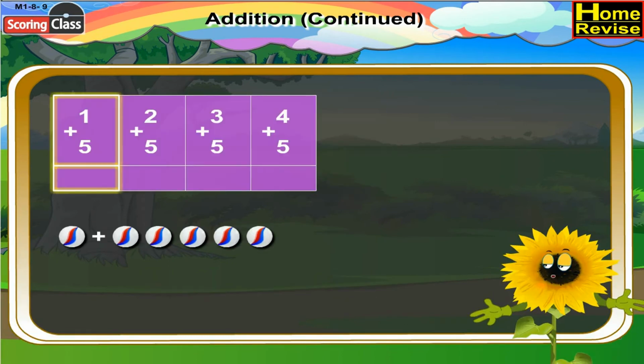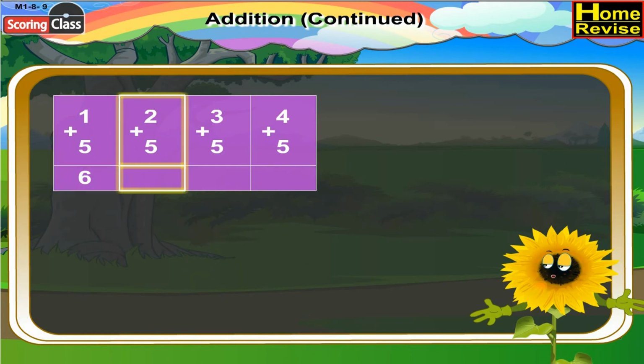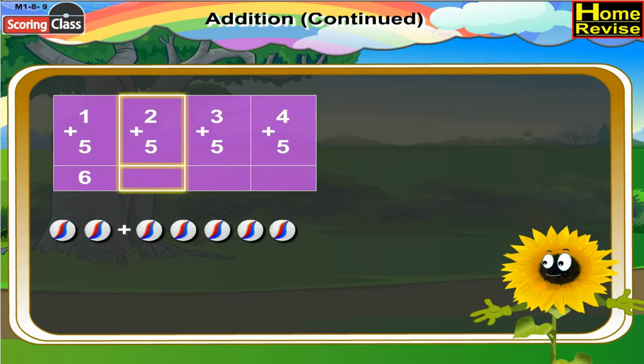If you have 1 marble and 5 more marbles are added to it, that would be 1 plus 5, 6 marbles. If you have 2 marbles and 5 more marbles are added to it, that would be 2 plus 5, 7 marbles.